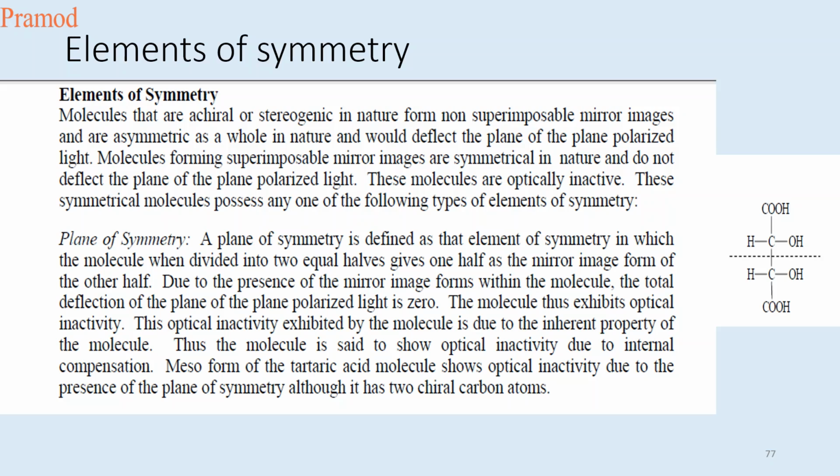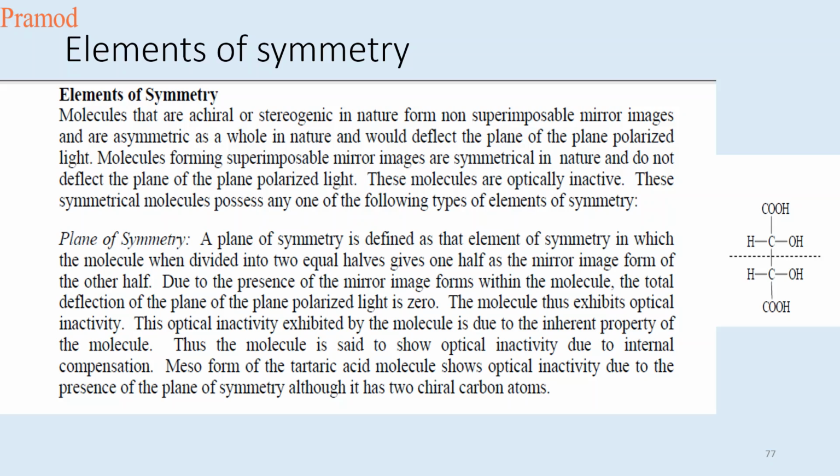Now let's see. Molecules that are chiral or stereogenic in nature form non-superimposable mirror images, are asymmetrical as a whole, and they deflect the plane of light. So a normal chiral or stereogenic molecule will have all these criteria. It will form non-superimposable mirror images, it will be asymmetric, and it will rotate the plane of plane polarized light.